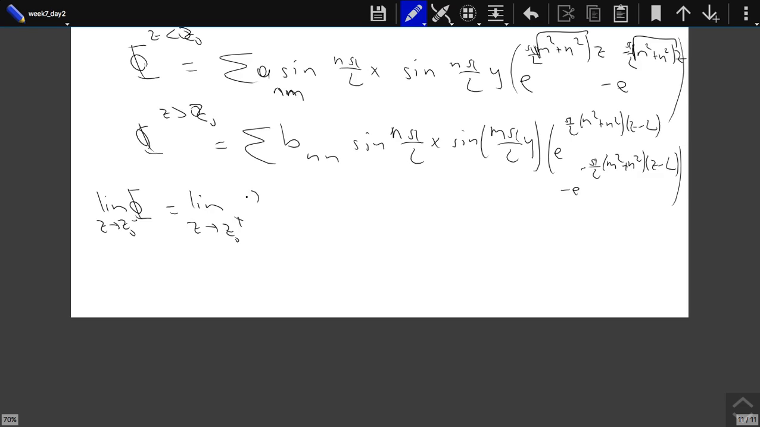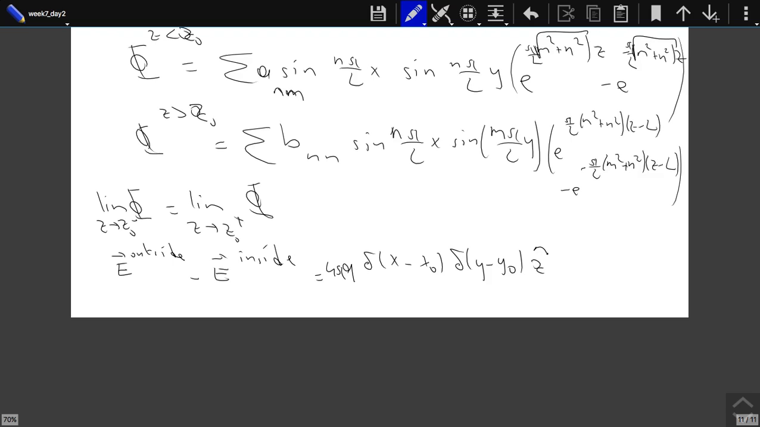If you approach the z is equal to z0 plane from above or from below, you should have the same value, and E outside minus E inside, choosing the normal direction to be the z direction, so outside is z above z0 and inside is z below z0, should be equal to 4 pi sigma, where sigma is q Dirac delta of x minus x0 times Dirac delta of y minus y0. These two equations will allow you to determine the A and B coefficients.